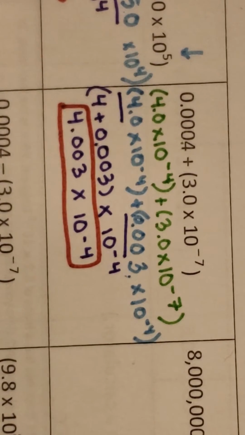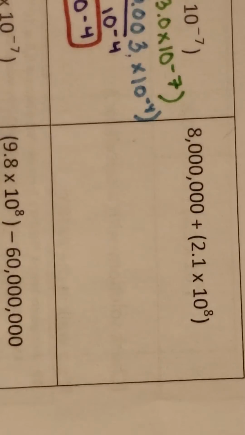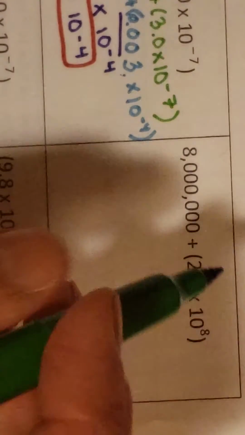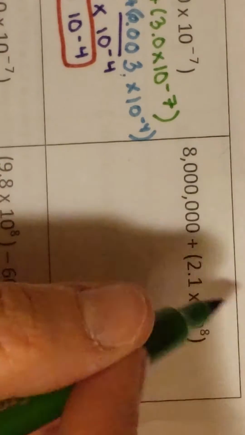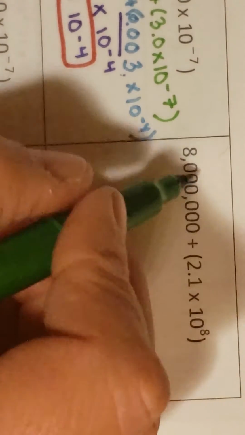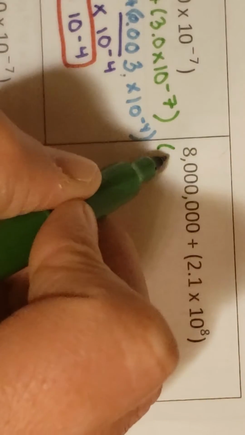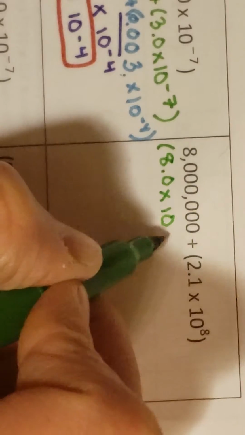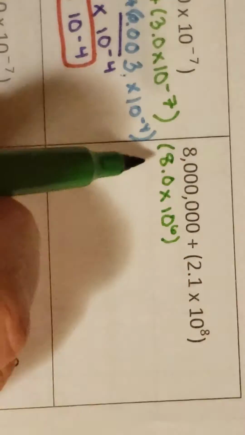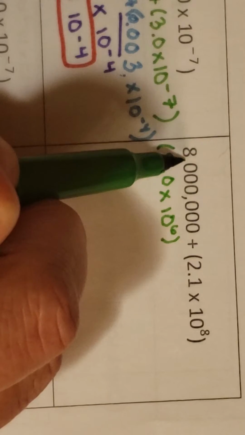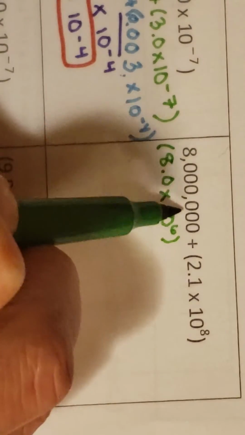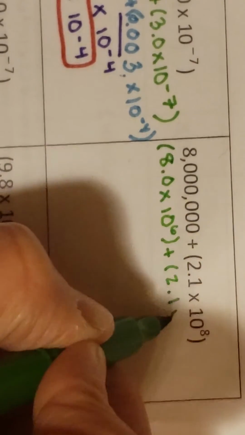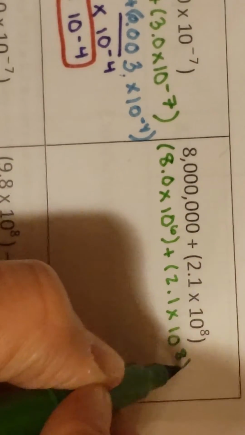Okay. All right, let's try one more addition and then we'll go on to subtraction. Step number 1, write both of these values in scientific notation. So 8 million in scientific notation is 8.0 times 10 to the 6th power. The decimal goes between 8 and 0. I'm going to count to the end of the number. 1, 2, 3, 4, 5, 6. Plus, this is already in scientific notation, so I do not need to convert that.